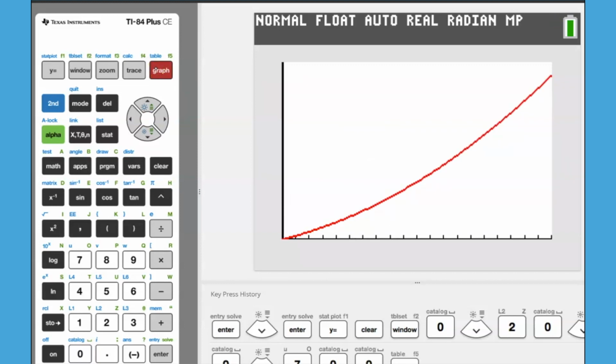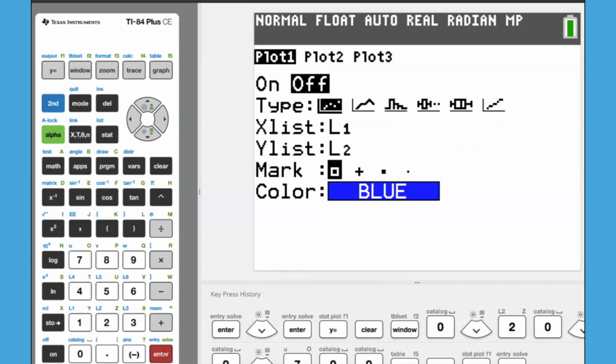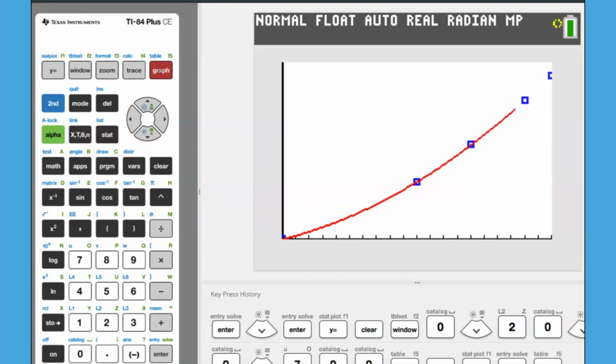Okay. If we go to second and stat plot, and we turn on the stat plot, and we tell it we want a scatter plot and L1 and L2, it will actually graph that data for us, and we can see there's that regression data. So it's a really good quadratic regression line, or not line, but curve that we have there given.